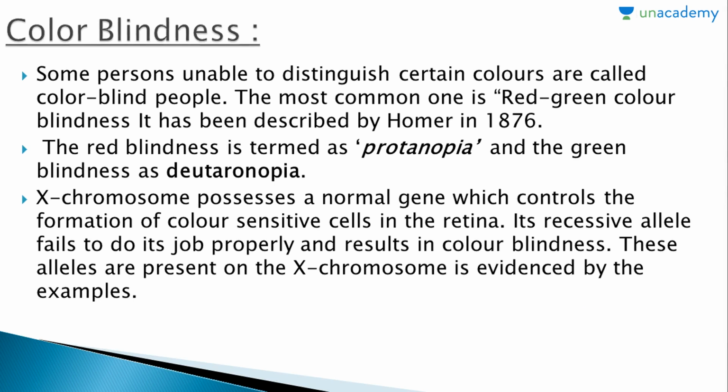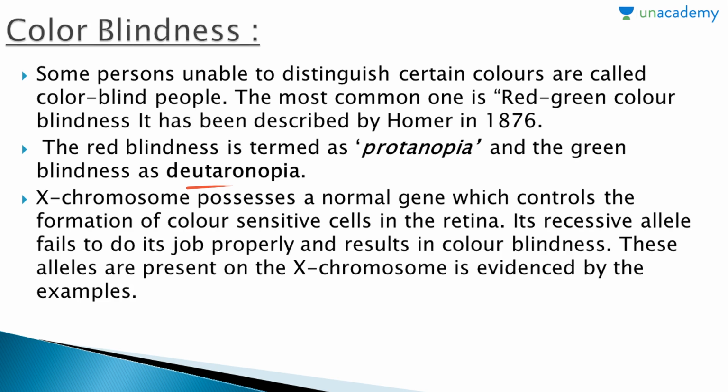So beginning with the lesson, what is color blindness? Some persons are unable to distinguish certain colors. These are called color blind people. The most common one is red-green color blindness. It was described by Horner in 1876. In this disease, people are unable to distinguish between red color and green color. Red blindness is termed protanopia, and green blindness is called deuteranopia.